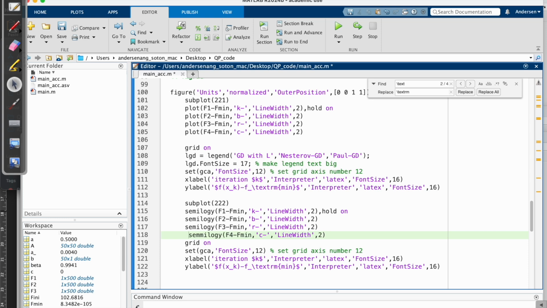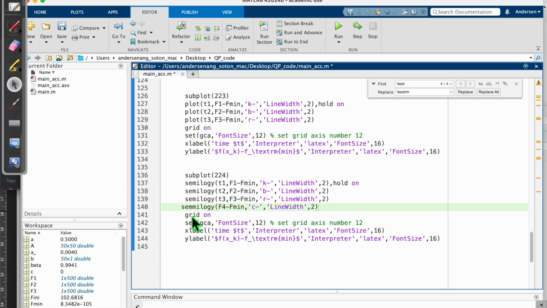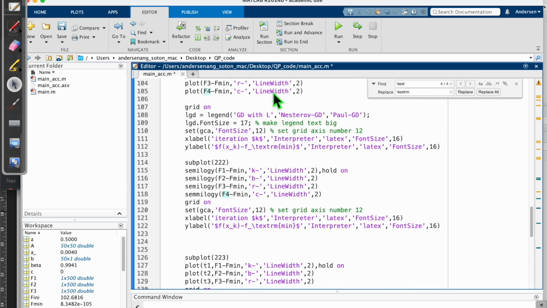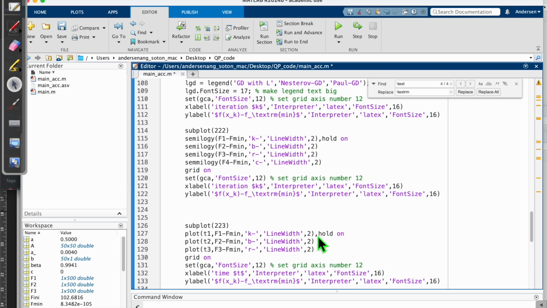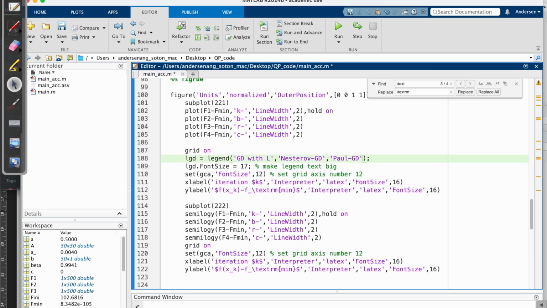Okay, so this is the fourth one. Then what's next? I go here. Okay, this is the fourth one, and T4. This one is the same. I just have this T4. Okay, done. Everything's done. And now I call the name. This is Paul GDR.